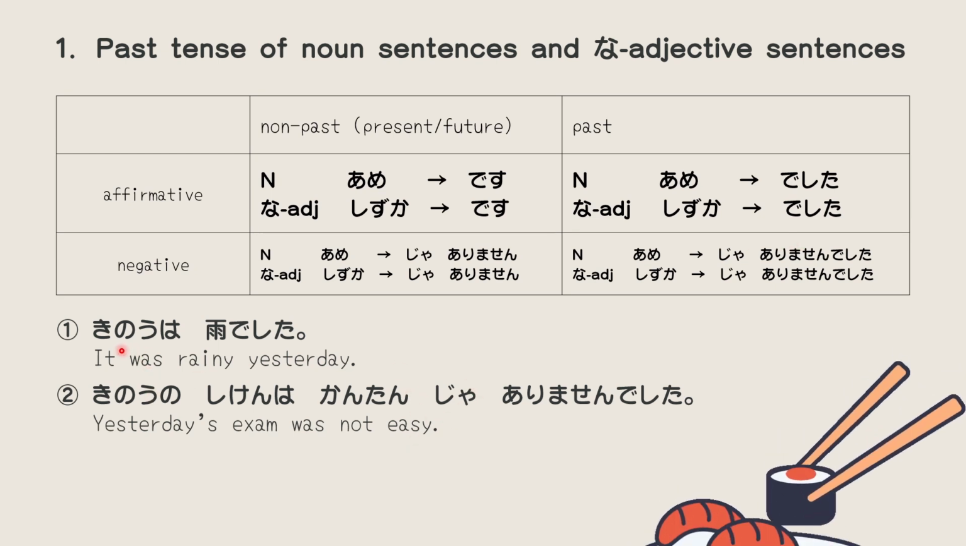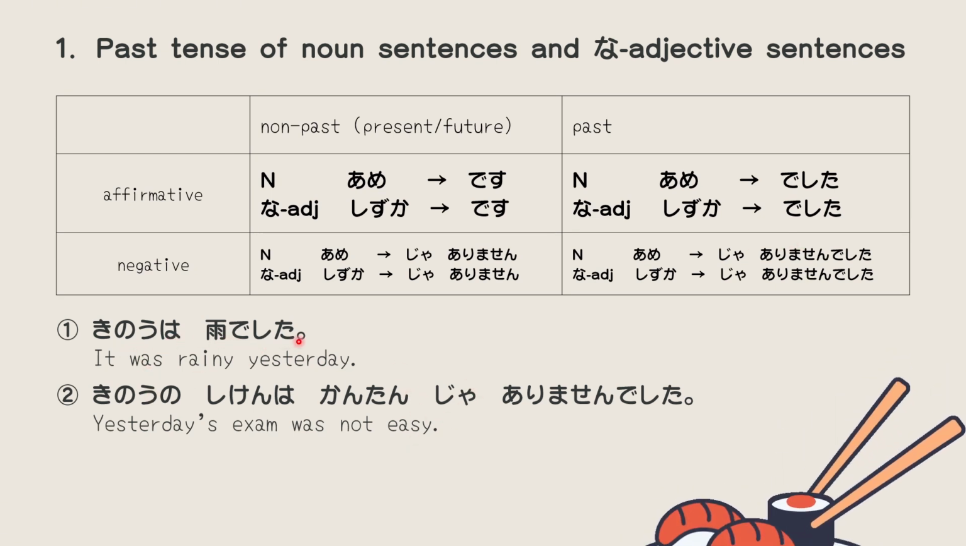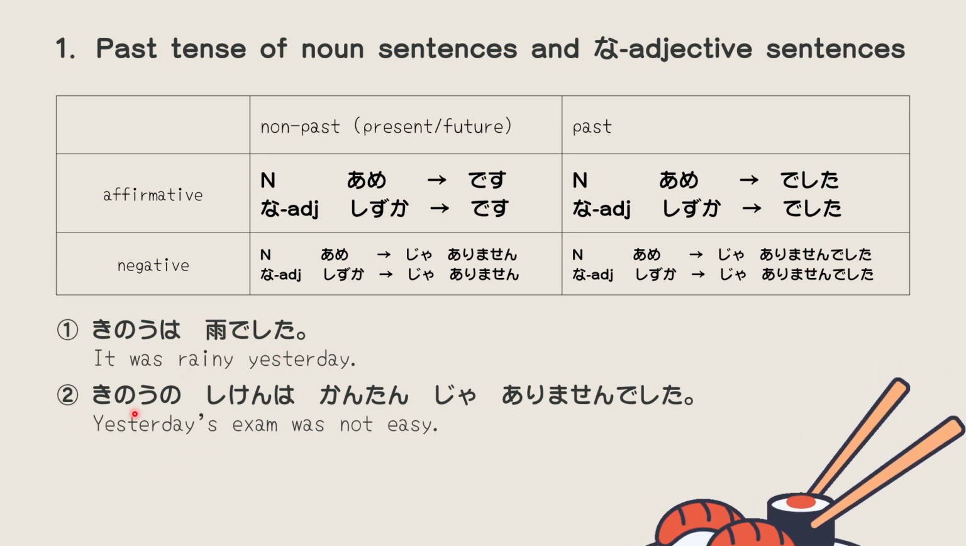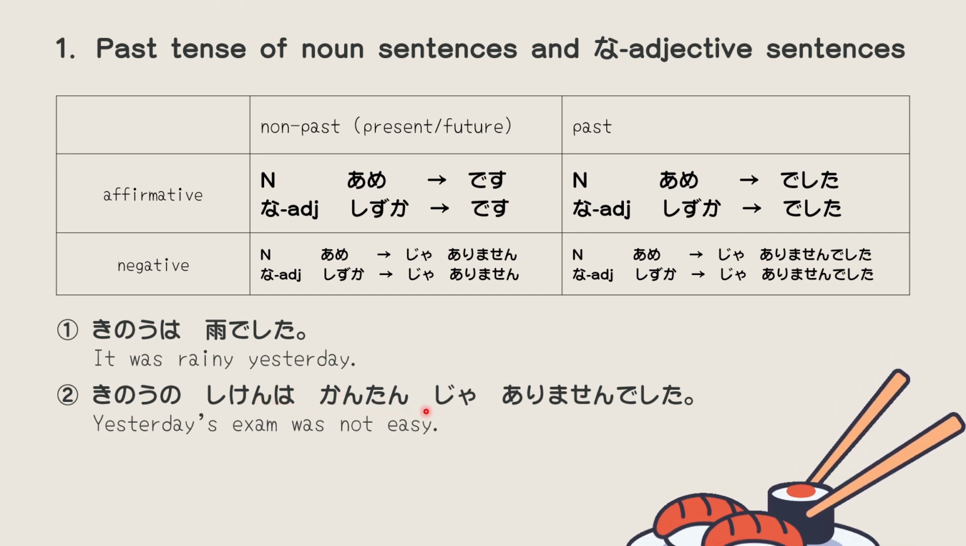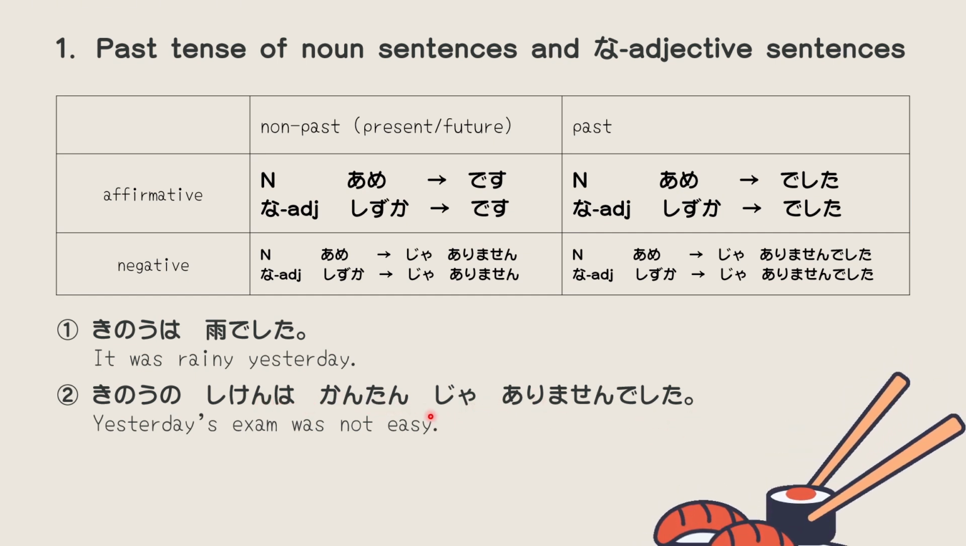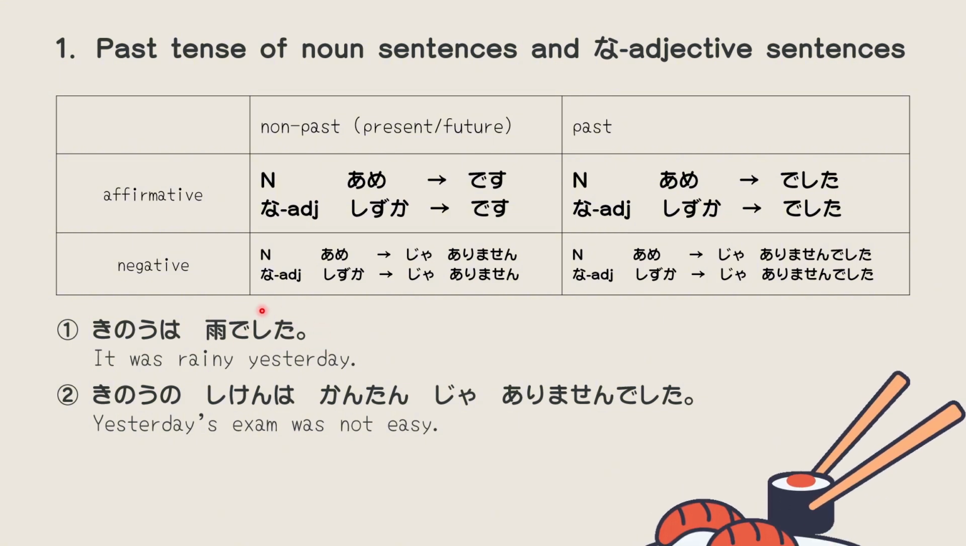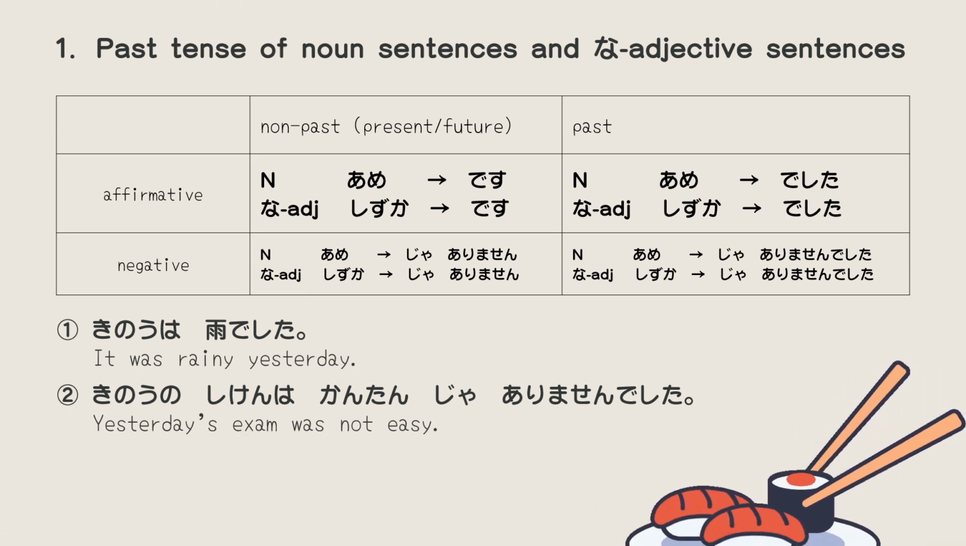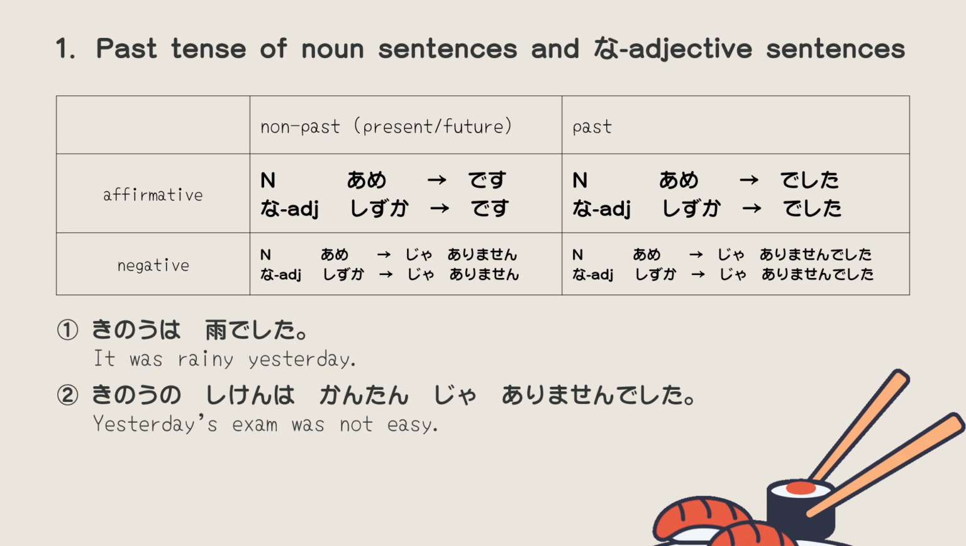For example, 昨日は雨でした. It was rainy yesterday. Number 2, 昨日の試験は簡単じゃありませんでした. Now here is the main focus of this, the deshita and ja arimasen deshita. Alright, so those are for nouns and adjectives. So basically, when we're talking about nouns and na-adjectives, their forms in the sentence are the same.